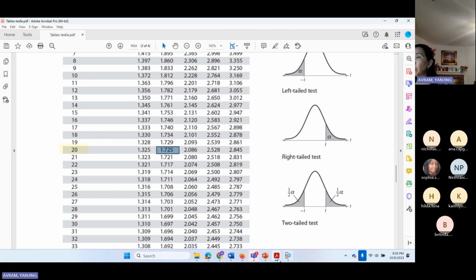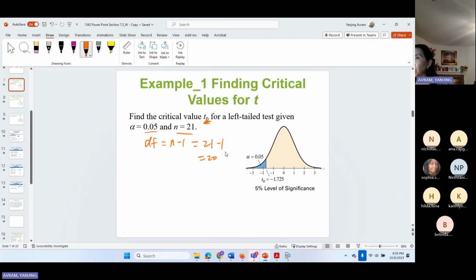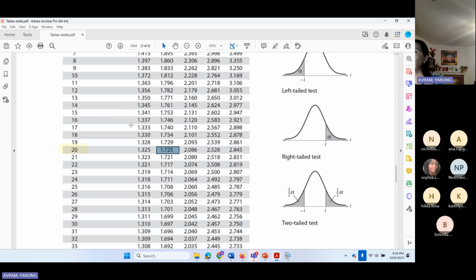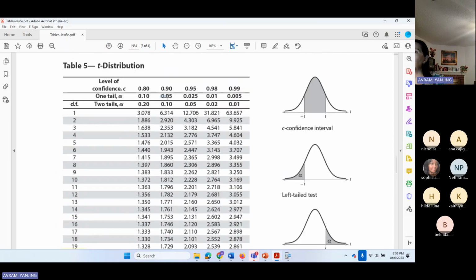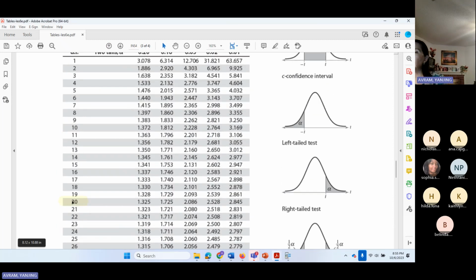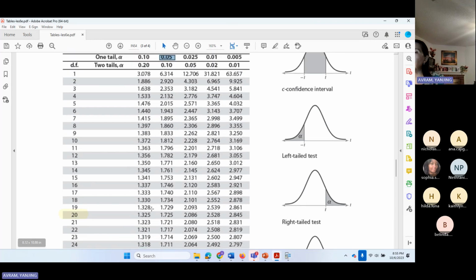So if you know you have a left tail test, like the one we have here, you have to add a negative on your own, okay? Because if you go to read the T table, it's all positive. You look at alpha is 0.05, okay, alpha is 0.05 right here, right? And then the degrees of freedom is 20, so that is 1.725. But if you have a left tail test, you must add a negative on your own.